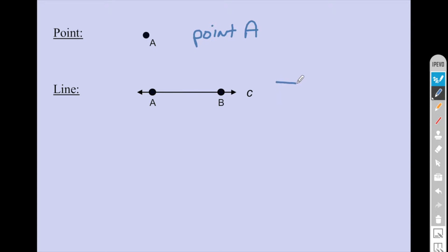If we're going to name the line, we're going to use a miniature symbol for a line, and we're going to say line AB. Somebody else could name this line BA. Nobody says it has to be alphabetical, it just has to have two letters that are on the line. If we're going to use this scripted letter C here, we're going to call this line C.